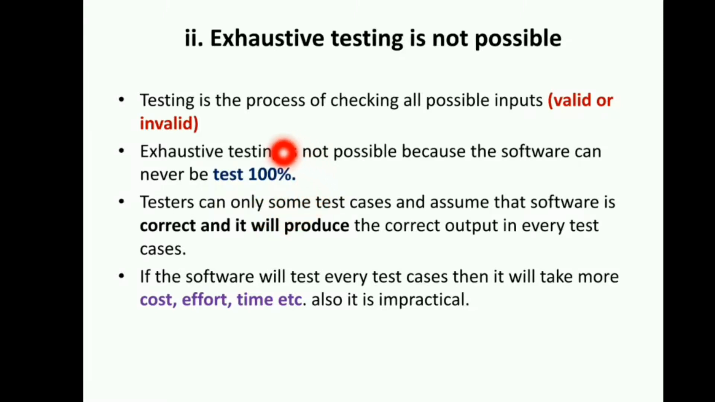It may be code coverage, statement coverage, branch coverage, or system testing: unit level, system level, integration level, acceptance level. Yes, it is not at all possible to test 100%. Exhaustive testing means 100% testing. So that is the second principle: exhaustive testing is not possible.